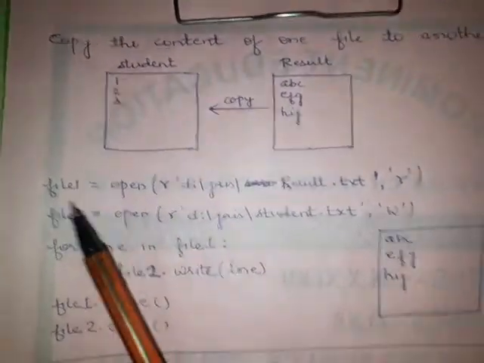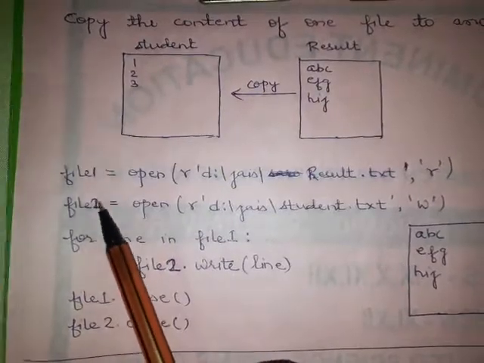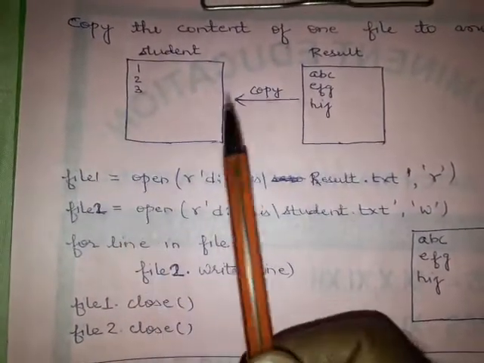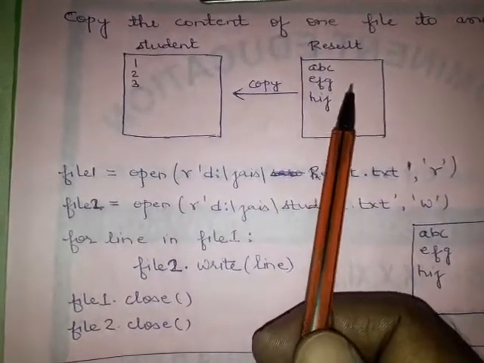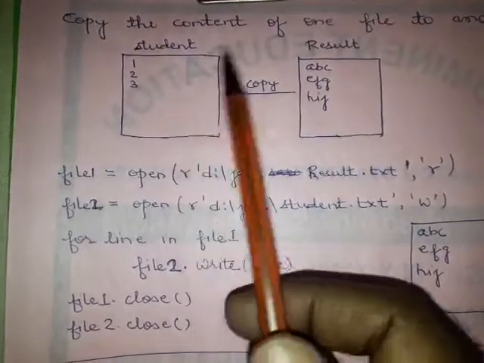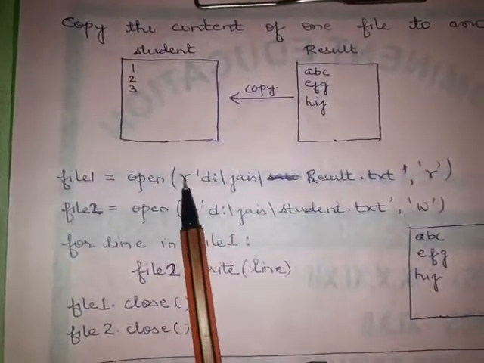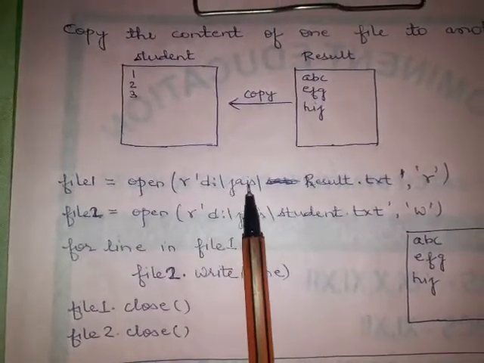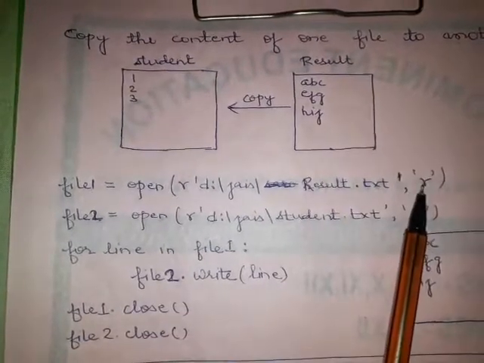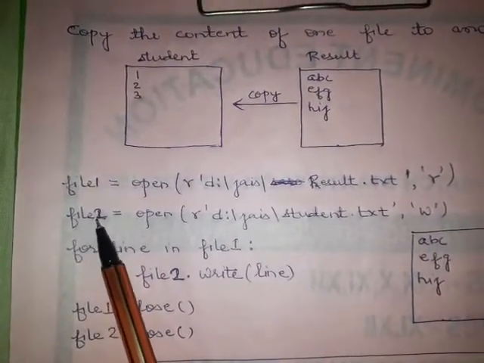Let us see. First of all, we have to initialize two file pointers, one for this and one for this. I will open this file in read mode, and I will open the file in which the content is to be written in write mode. Open the raw string and the path of the file result. This file is to be opened in read mode: result.txt.